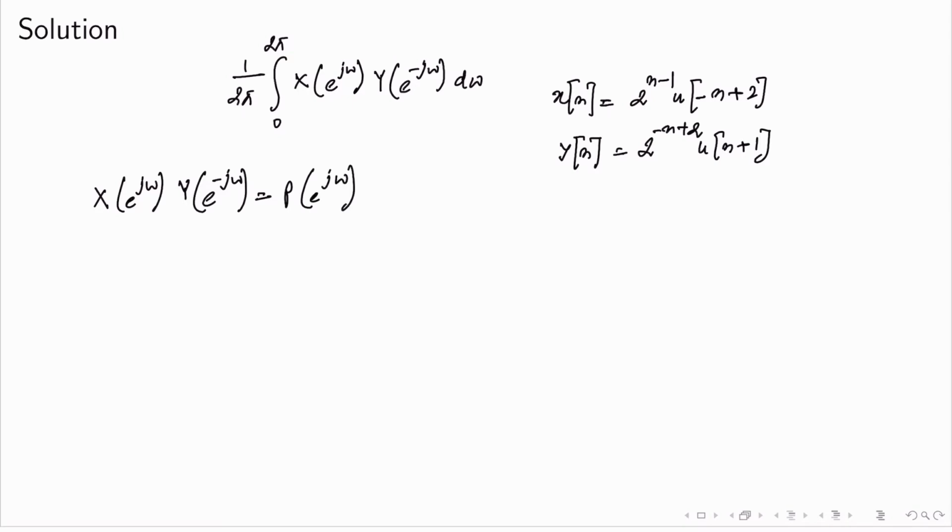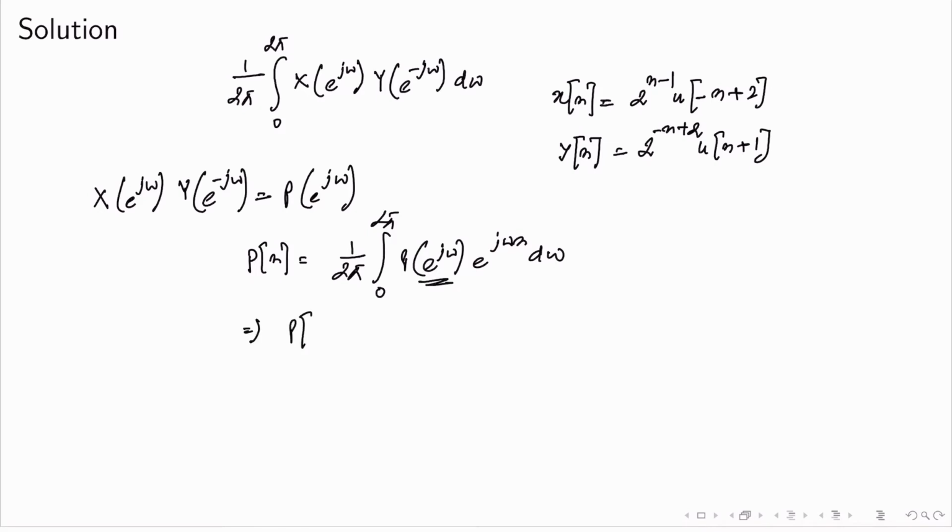then what is the inverse discrete time Fourier transform of P of e to the power j omega, which is denoted by p of n is equal to 1 by twice pi integration of 0 to twice pi capital P of e to the power j omega e to the power j omega n d omega. So this is the formula for the inverse discrete time Fourier transform. And substitute the value of P of e to the power j omega: 1 by twice pi integration of 0 to twice pi capital X of e to the power j omega capital Y of e to the power minus j omega e to the power j omega n d omega.